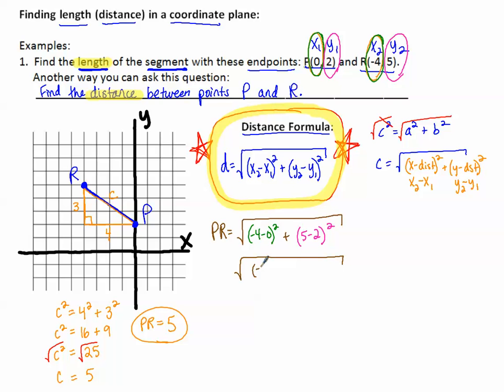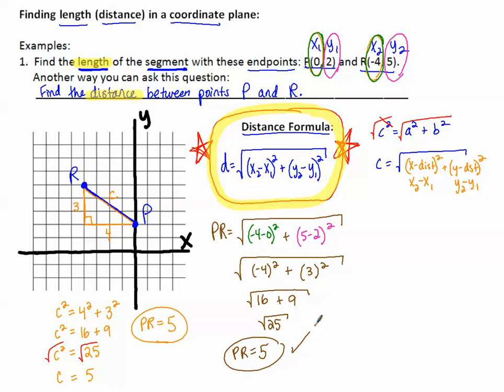-4 minus 0 is -4 squared. Notice I keep the parentheses. Always keep them. 5 minus 2 is 3, so 3 squared. We just want to be in the habit of keeping them because when it's negative, it's needed. -4 times -4 is 16. Don't forget the square root. 3 times 3 is 9, and 16 plus 9 is 25. So ultimately, square root of 25, which I can take because 25 is a perfect square, and get 5.